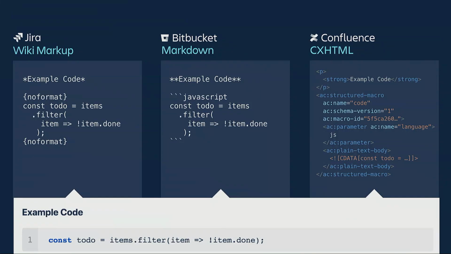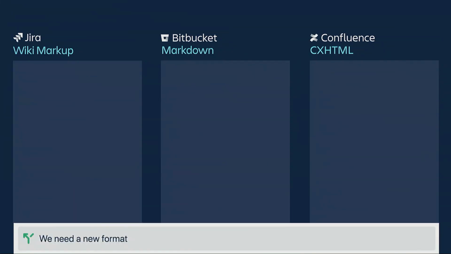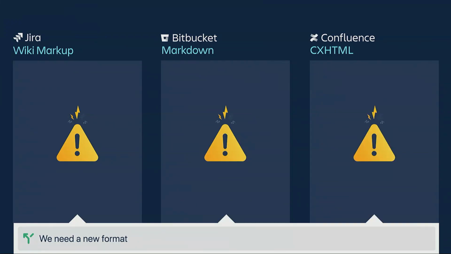But what if we wanted to add a new element, say a decision element like we have in the editor? How would we do that in the different products? Wiki markup has no such thing as a decision element, nor does Markdown, and not even CXHTML has an element like that. So that means every single time we want to add new functionality to the editor across the products, we will need to touch 3 different formats in 3 different products at least to do that. And that's something that is time-consuming and error-prone and something we would like to avoid.